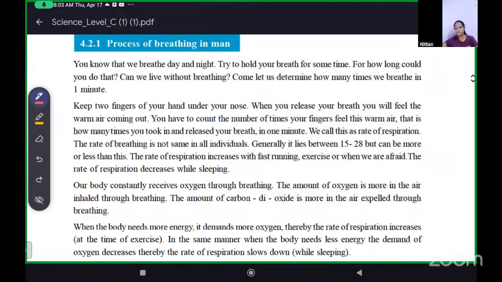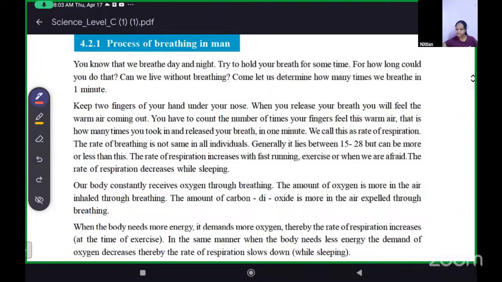Now, generally, it lies between 15 to 28, but can be more or less than this. In 1 minute, how many times we breathe in and breathe out lies between 15 and 28 and can be more or less. That also varies from person to person, can be based on your age, can be based on your health. Breathing can be different in a healthy person and in a sick person. Breathing rates are different in an adult and an old person, right? So it varies from every individual.